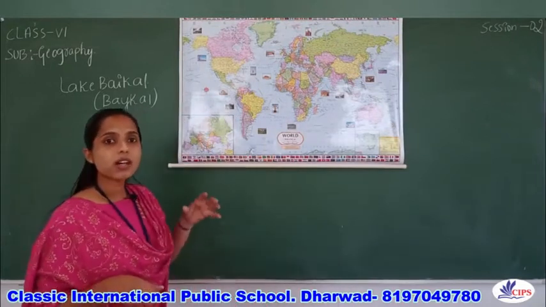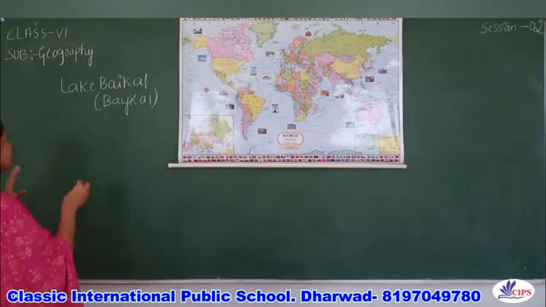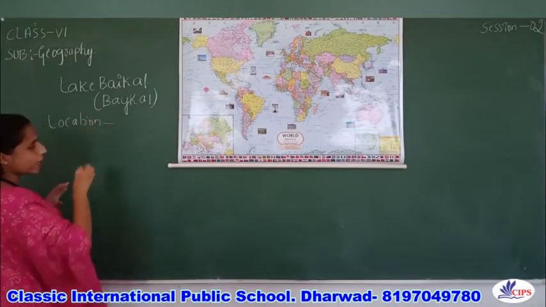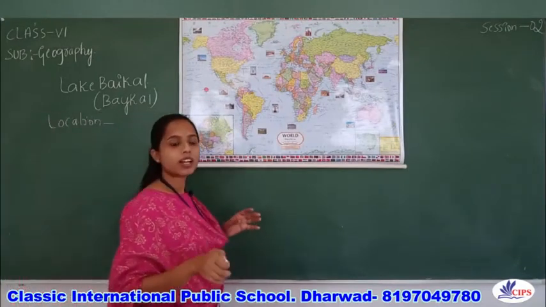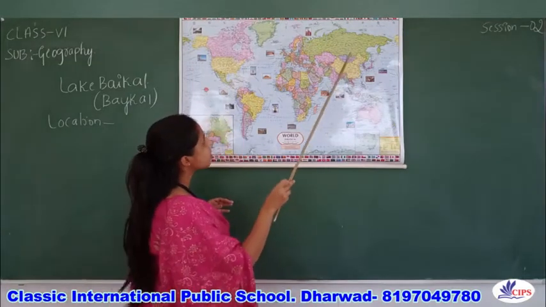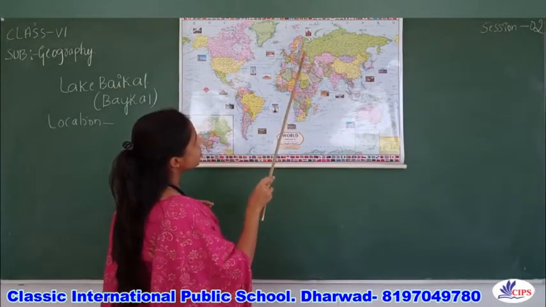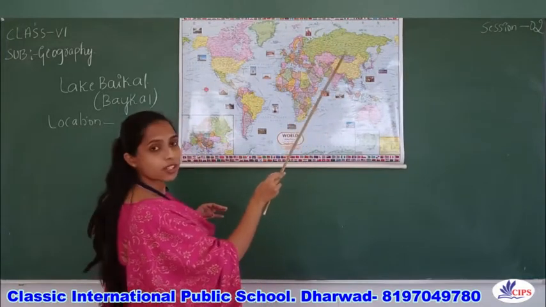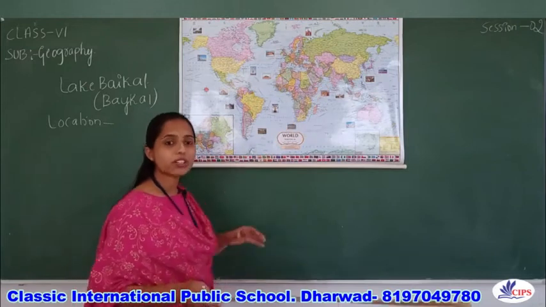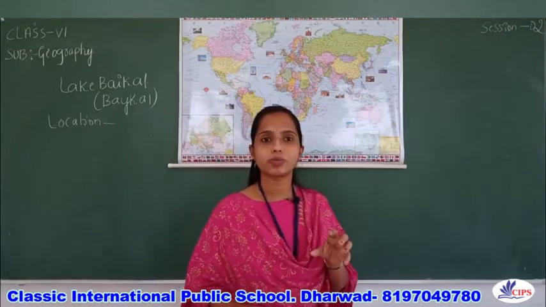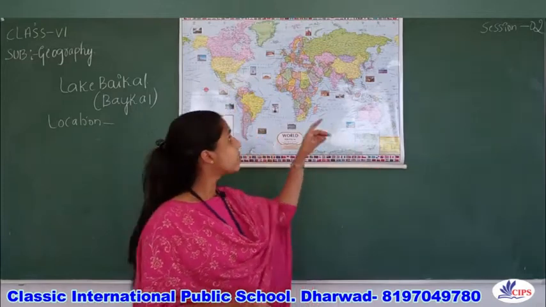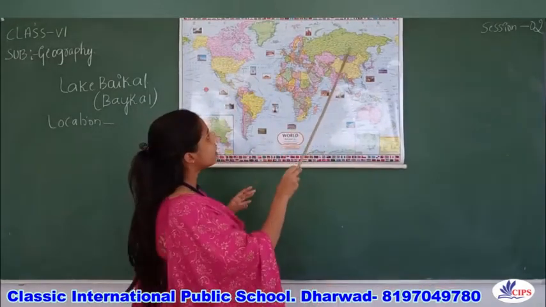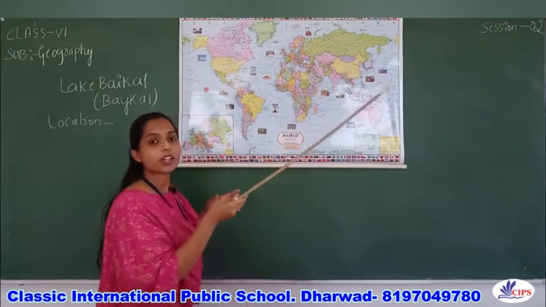So where is this Lake Baikal located? Let's first see the location. This lake is situated in the country of Russia. See, this is the country, this is Russia, in the northern hemisphere. Russia is the first largest country in the world. On the surface of the earth, this is the largest country. So, this Lake Baikal is situated in Russia.